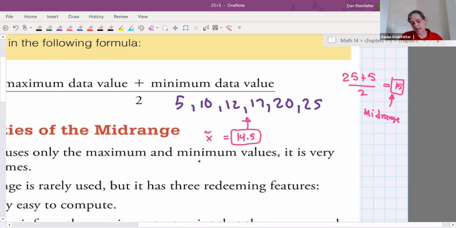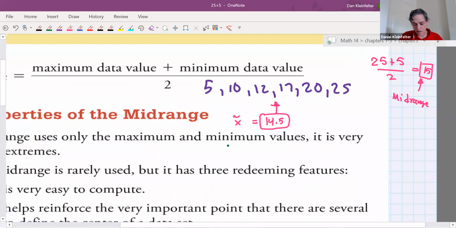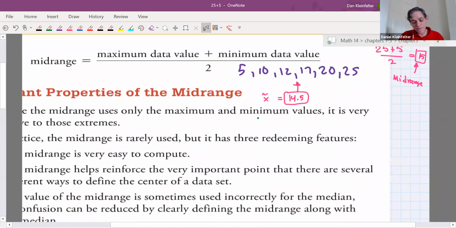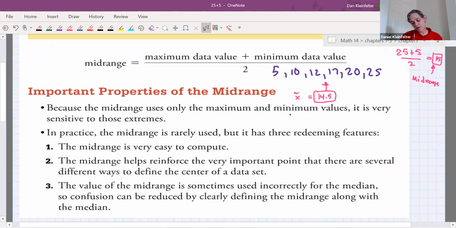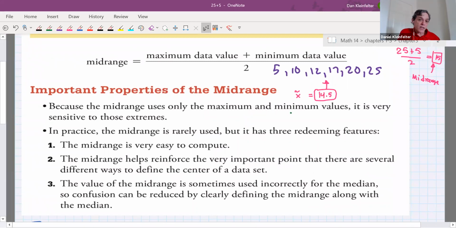Notice that the median is not the same as the mid-range. In this case, they're close, but that's not necessarily going to always happen. Okay, some important properties of the mid-range. Because it uses just the maximum and minimum, it's very sensitive to outliers. That should be pretty obvious.